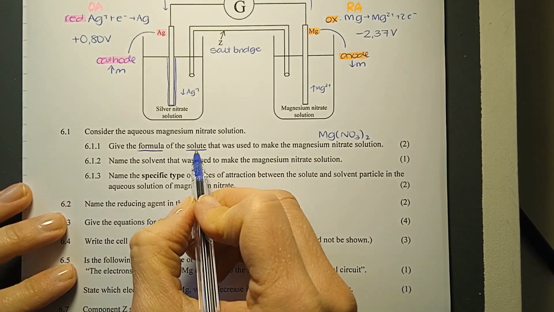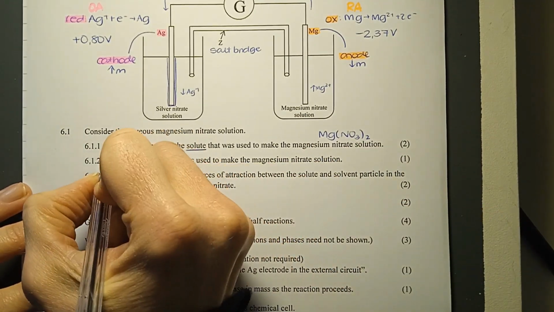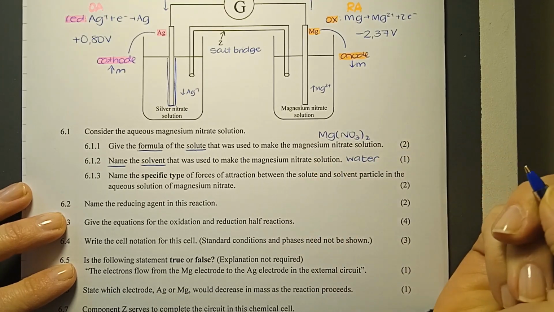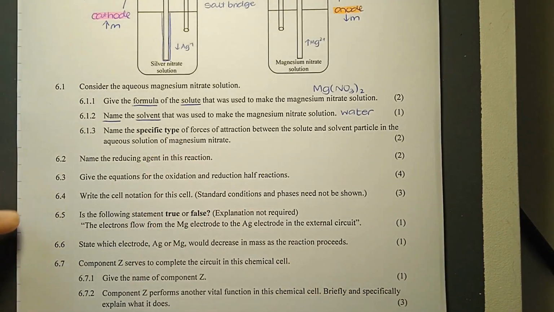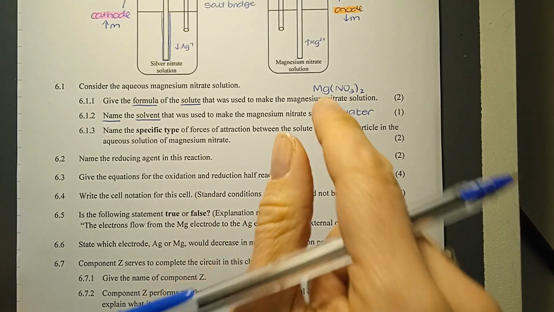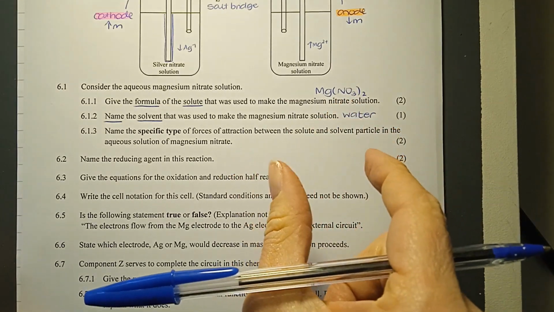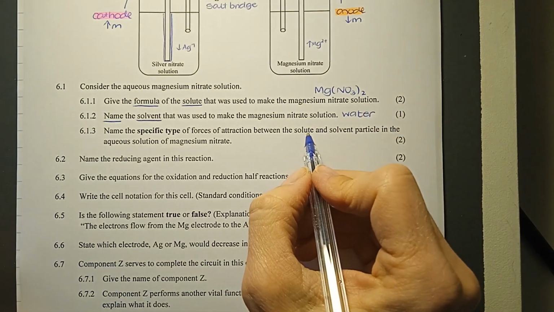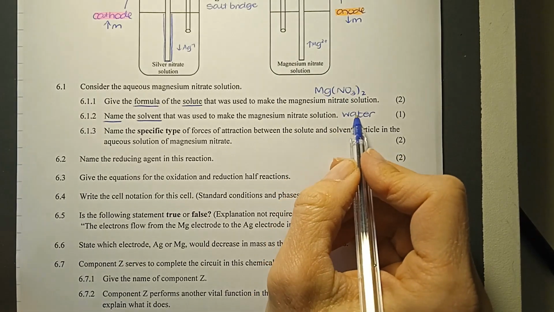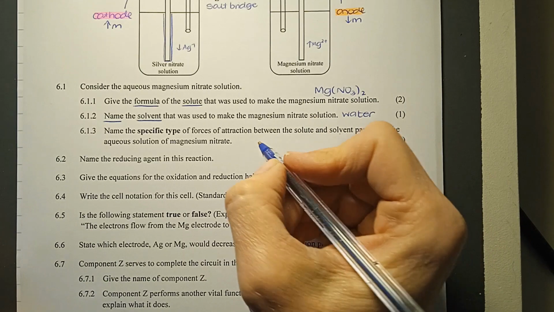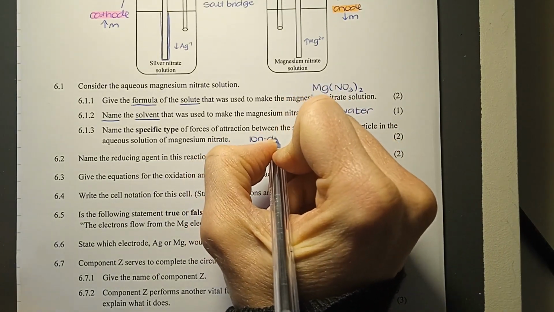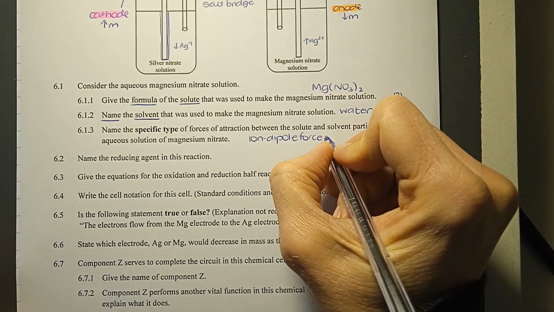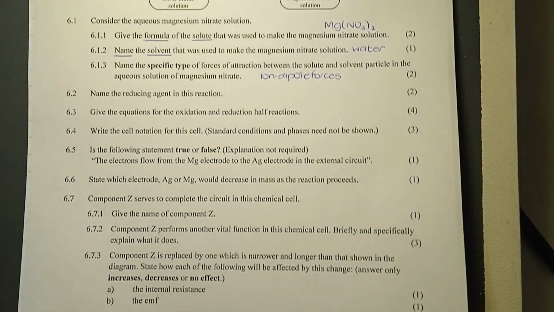That's the formula of the solute that was used to make that overall solution, and name the solvent that was used to make the solution. The solvent is generally going to be water unless they specify that it's something different. Then name the specific type of forces of attraction between the solute and solvent particles in the aqueous solution. Remember, magnesium nitrate is ionic, so it's going to dissociate in water into magnesium ions and nitrate ions, and then get surrounded by those water particles. So the solute is the dissociated magnesium nitrate, the solvent is water, and the water is a dipole. So that tells us that it's an ion-dipole force. Not so much a thing in the current syllabus. This was a 2016 paper, but still worth knowing.